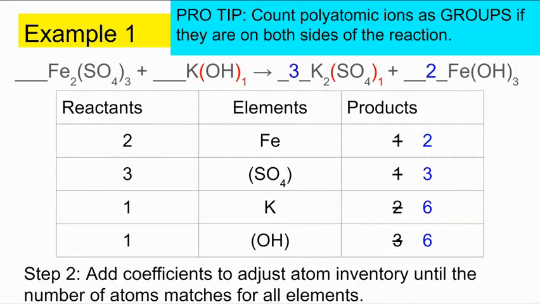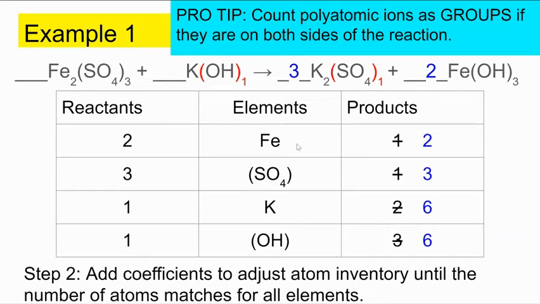Hopefully you told me a 3. And in doing so, 3 times 2 makes 6 potassium atoms. 3 times 1 makes 3 sulfate groups. Note I don't have to multiply that 3 into things inside the parentheses. I'm counting those as a group. I have 3 groups that include 1 sulfur and 4 oxygen.